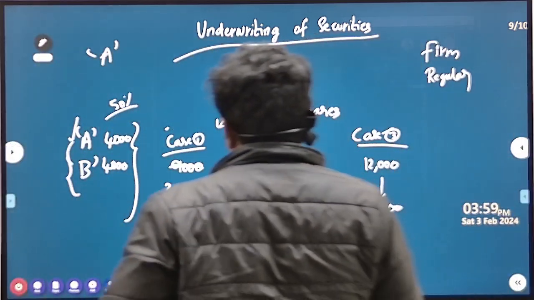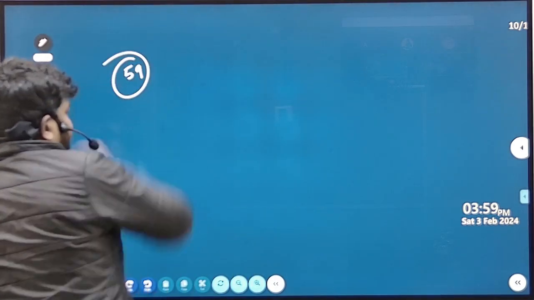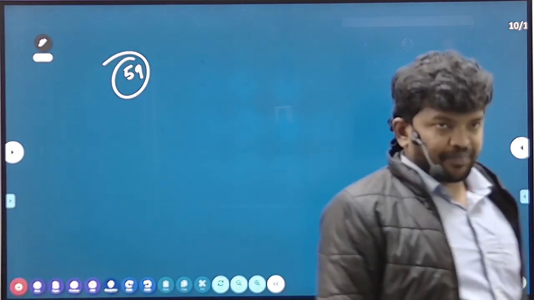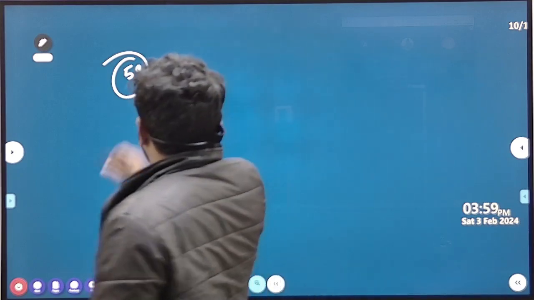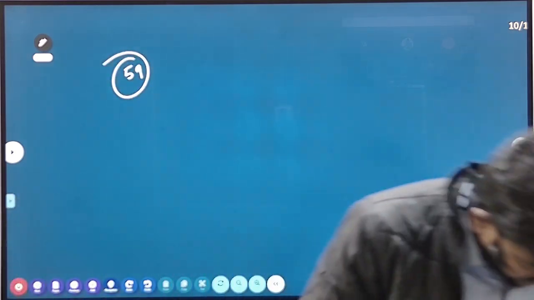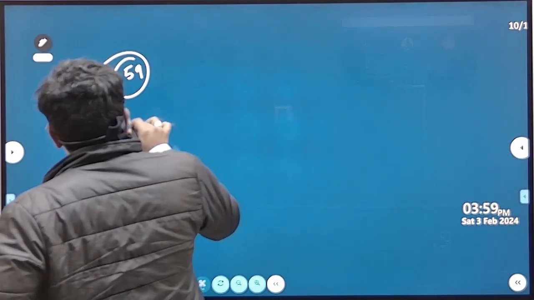Come to sum number 59. Brijesh, read the sum. Sum number 59, page number 121.